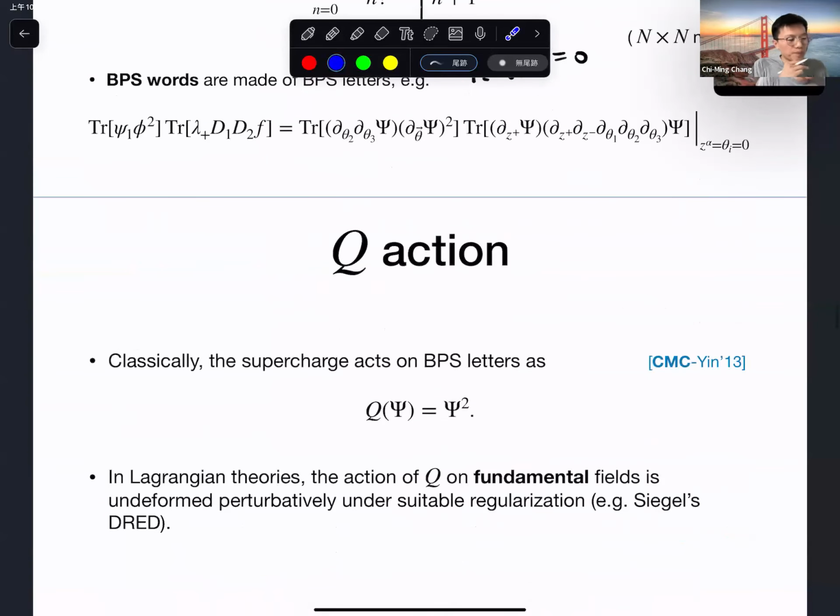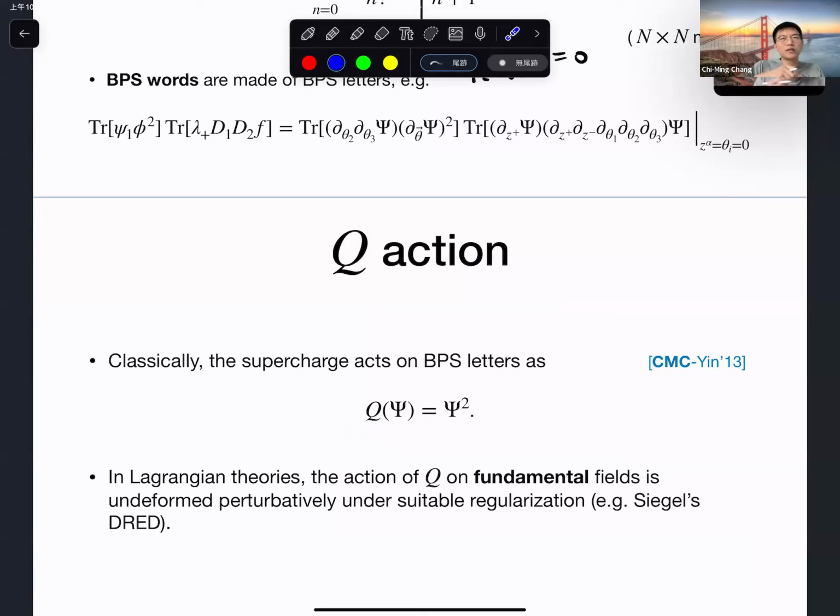And so we have the space of BPS words, and the Q would give us a differential acting on this space. And it acts on the BPS superfield in a very simple way. So Q acting on psi just gives you psi squared. And this psi squared, of course, means the matrix product.